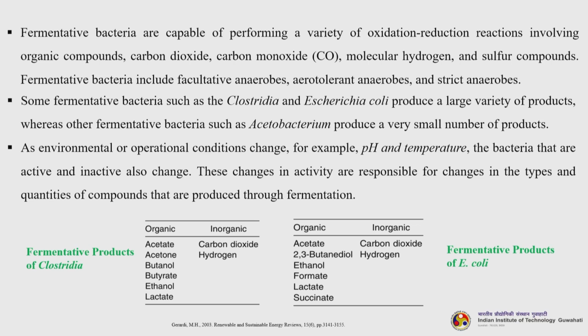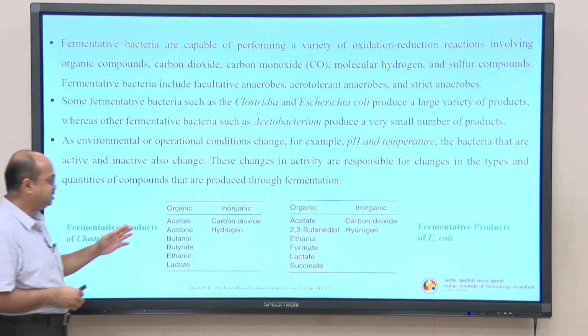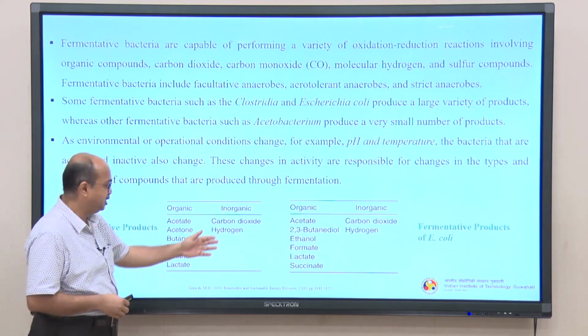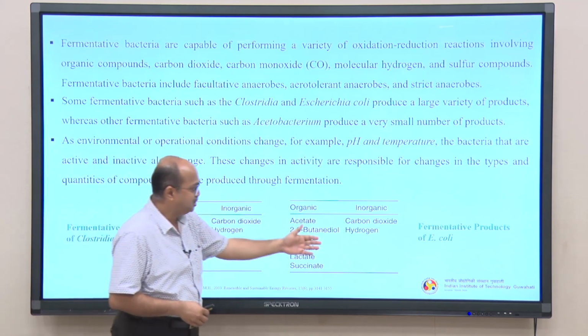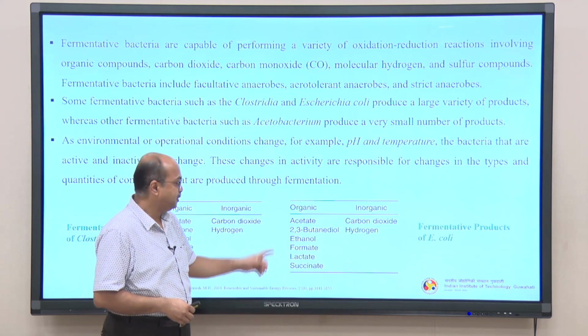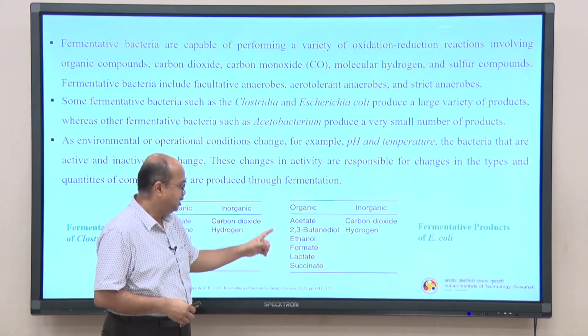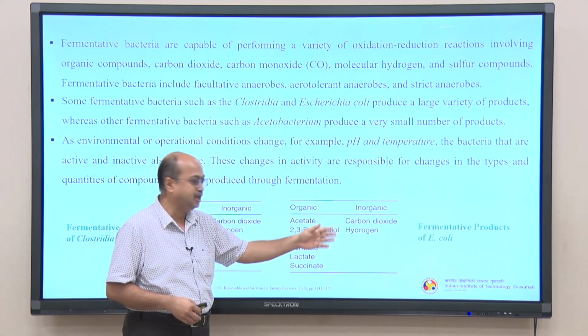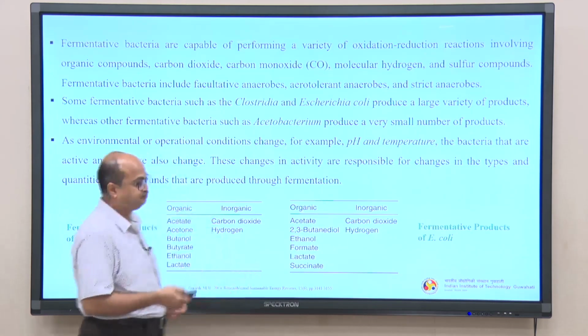Let us see these two small tables listed here. The first one is the fermentative products of Clostridia species. You can see organic products like acetate, acetone, butanol, and inorganic carbon dioxide and hydrogen. The second one is the fermentative products from Escherichia coli: acetate, ethanol, formate, under organic, and under inorganic carbon dioxide and hydrogen.